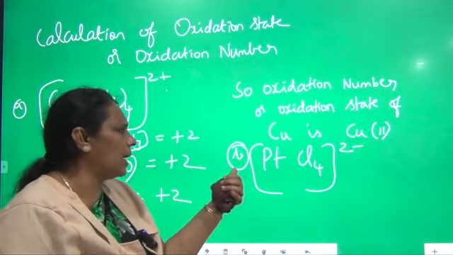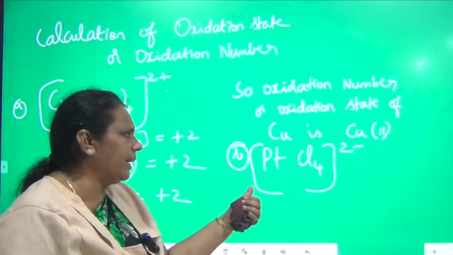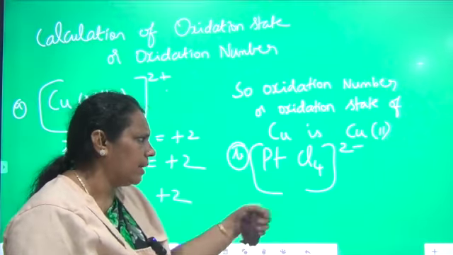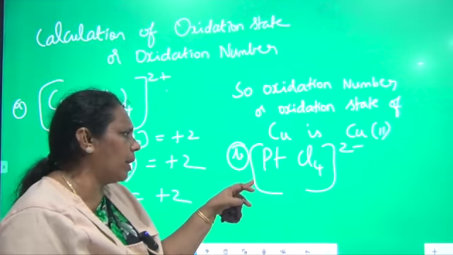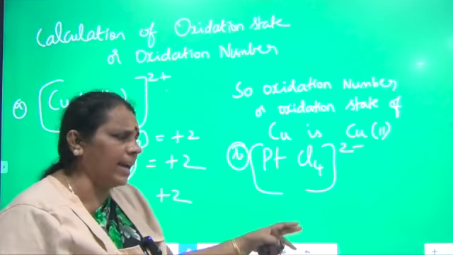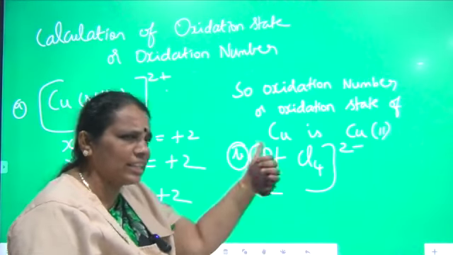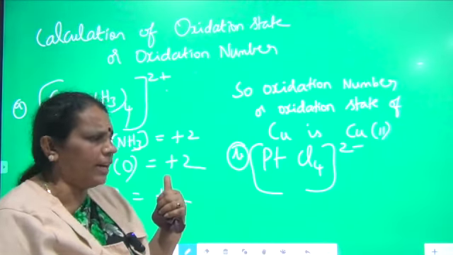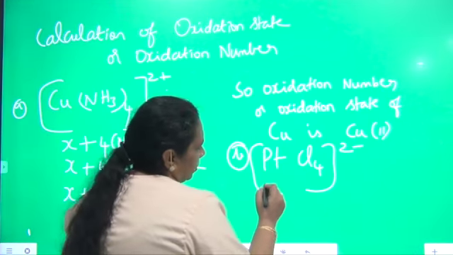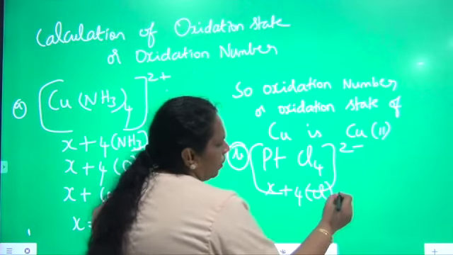So here also platinum is unknown. I don't know the oxidation state of platinum, so I am assuming it as X. There are 4 chlorine atoms bonded to the platinum. Chlorine is a negatively charged ligand. For 1 chlorine it is minus 1, and there are 4 chlorine atoms. So I am going to substitute now.